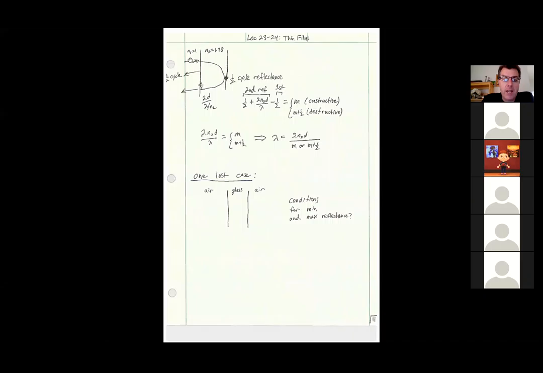And it's the same condition as before. Even though we've changed some numbers, it's just like what we did with glass. We've got low index, intermediate index, high index. So a half cycle phase shift here, a half cycle phase shift there. 2n2d over lambda minus 1/2 is equal to an integer if you want constructive interference, or an integer plus 1/2 if you want destructive, and we get the same condition as before. Any questions?